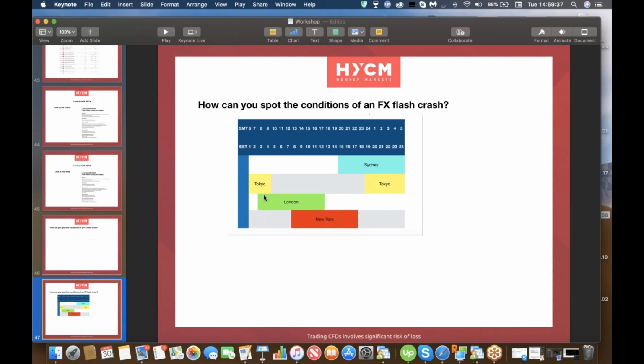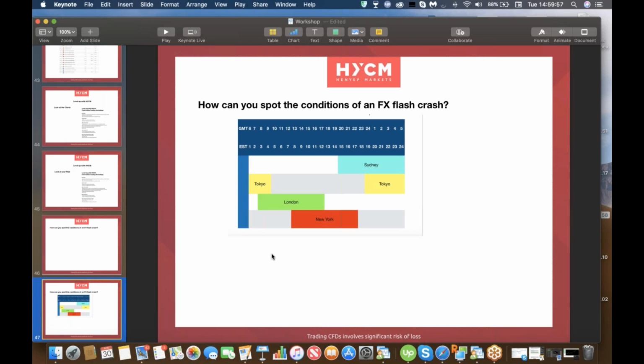It's not likely to happen in the European session or the New York session because there's plenty of orders, okay? And yes, you might get fast moves and large moves, but not to the extent of a flash crash where you see 400, 500 points in like 5 minutes. That's really what a flash crash is.